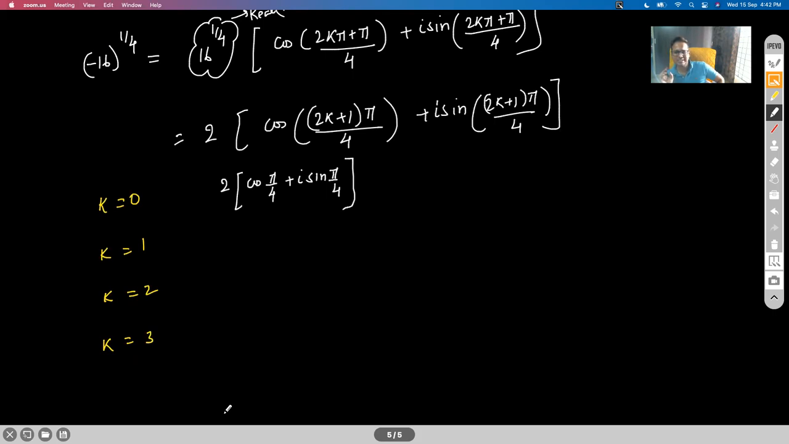Clear? Any questions? Okay. The next root that you will get when you put k as 1 is 2 cos 3π/4 plus i sin 3π/4. Right now, I'm just writing the general argument. I'm not converting it to the principal argument. Whatever answer comes out from putting the k value, I'm writing as such, because I want to show you some analysis.